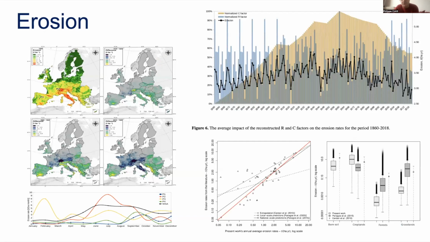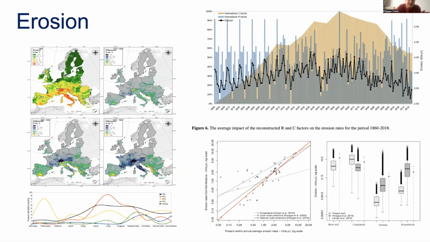We found that in Europe, erosion was high in 1860. Of course, erosion started maybe 2,000 or 3,000 years ago. It stayed high in the mountains until the middle of the century, and then decreased because of agricultural abandonment in the Alpine regions and better conservation practices, for instance, in the Po Valley.